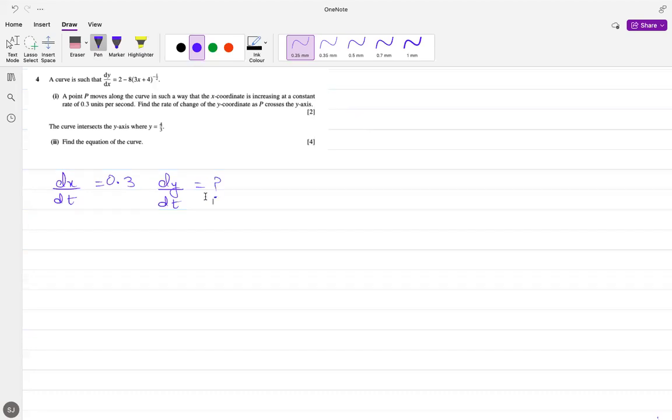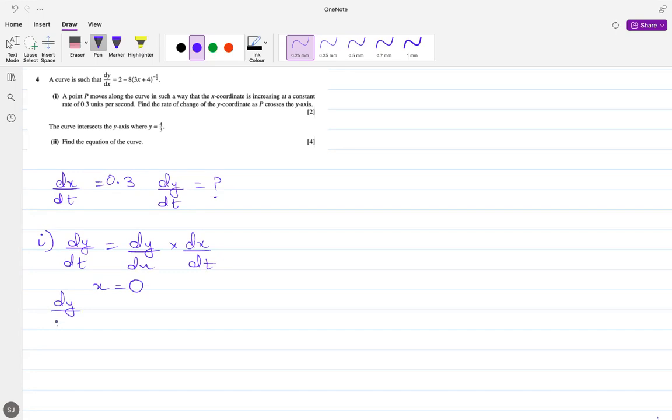which is an unknown. Now the formula relating dy/dt and dx/dt is that dy/dt is equal to dy/dx times dx/dt. So we already have the value of dx/dt. We need to find the value of dy/dx when the curve crosses the y-axis. Now when the curve crosses the y-axis, this means that the value of x is 0. So taking x equal to 0, we'll substitute this value into dy/dx.